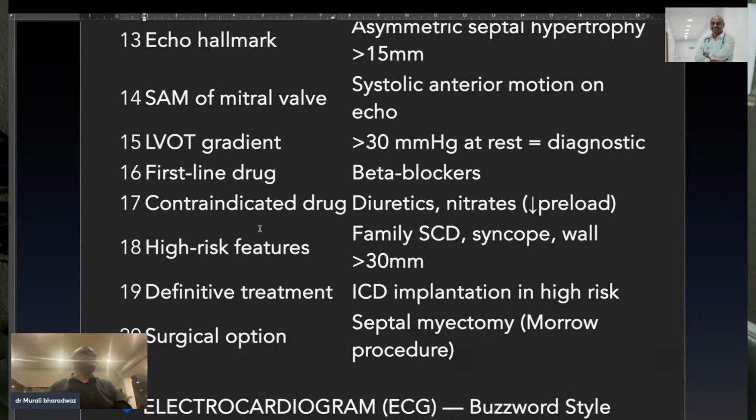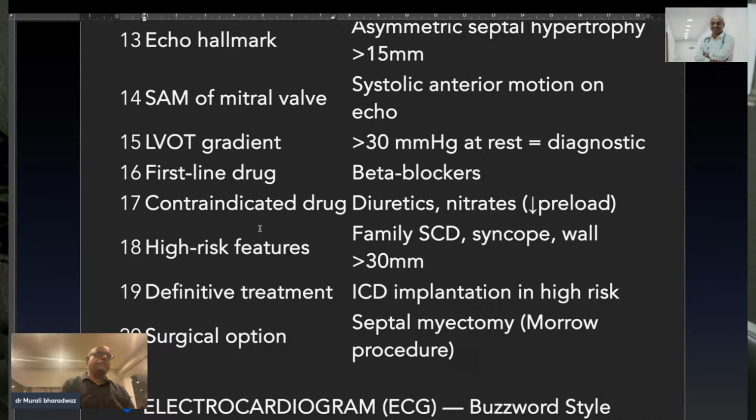So what is the first line treatment? Give beta blockers. Beta blockers decrease the heart rate. Very important: don't give diuretics, they decrease preload. Don't give nitrates, they decrease preload. What are the high risk features? If there is a family history of sudden cardiac death.